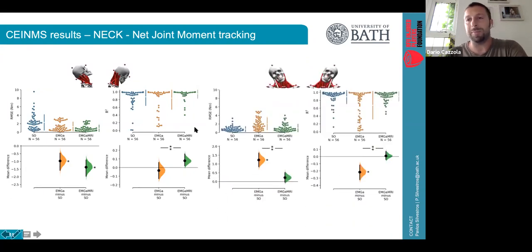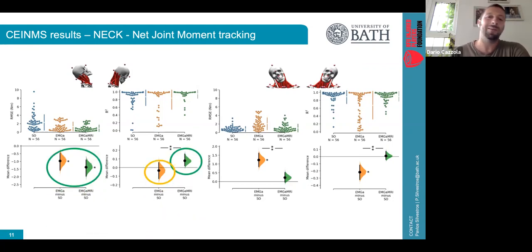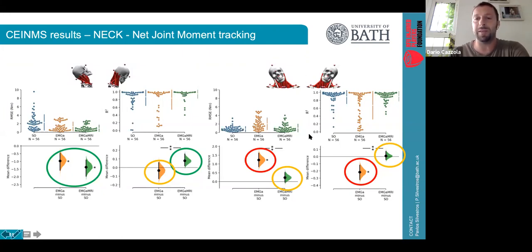The same thing was done for the lateral bending, and I summarize here for you the positive, green, neutral, amber, and negative results that we can find. So surely we can say that in terms of net joint moment tracking, which static optimization is usually very good at, for flexion extension our EMG-assisted approaches do very well, both in terms of RMS error and R squared values. For the lateral bending, there is a less positive picture, but again, the EMG-assisted MRI is very close to static optimization in terms of RMSE and R squared.